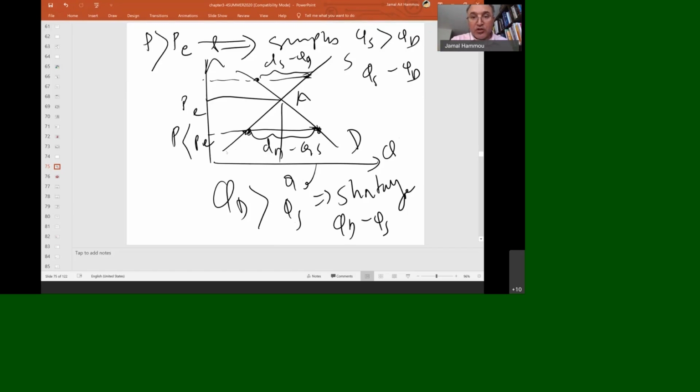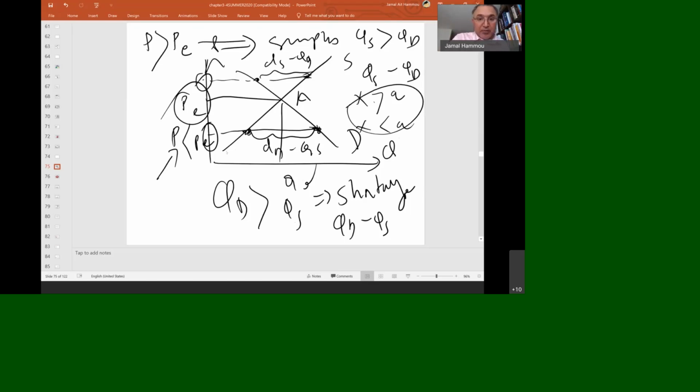Can you have a shortage and surplus at the same time? No. You cannot be in two positions at the same time. Either you are here, or you are here, or you are here. You cannot be at all three positions at the same time. Either you have a shortage, which means the price is below the equilibrium. You cannot have X less than A and X greater than A at the same time. You cannot have this.